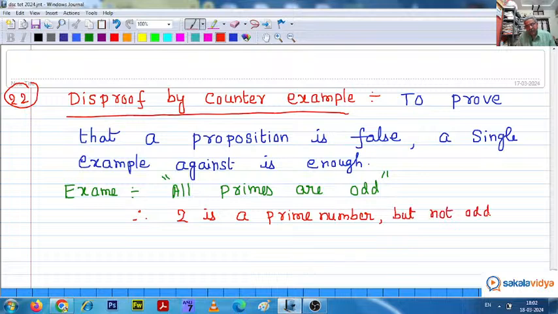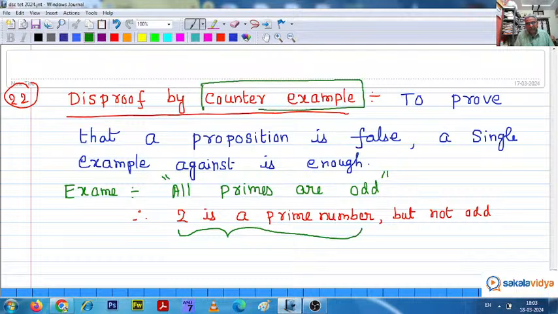So we cannot say that all primes are odd, because 2 is an even prime number. There are even numbers also in the primes. Only one even prime, that is 2. So that's why all primes are odd is not a correct statement. Always not true. Clear? So it is disproved by counter example. So 2 is a prime number is a counter example. I hope it's very clear to you.